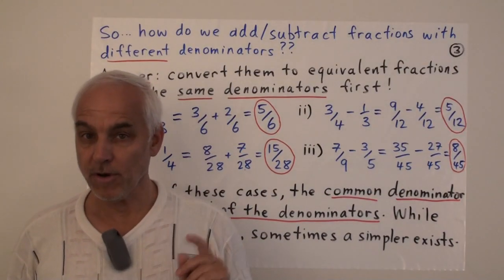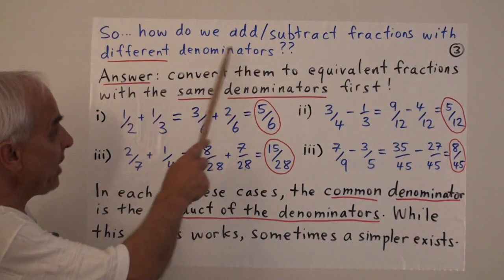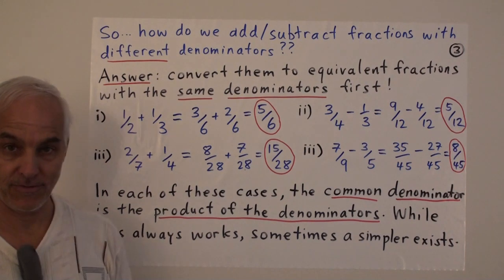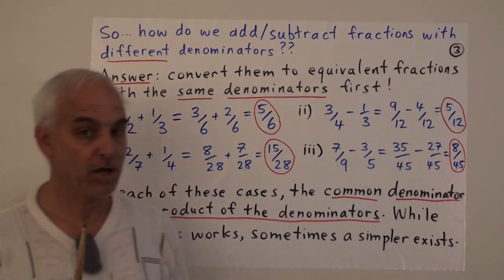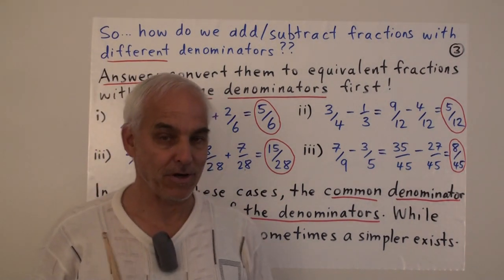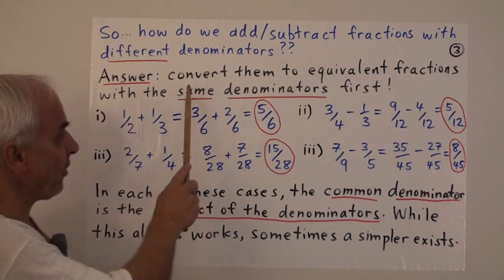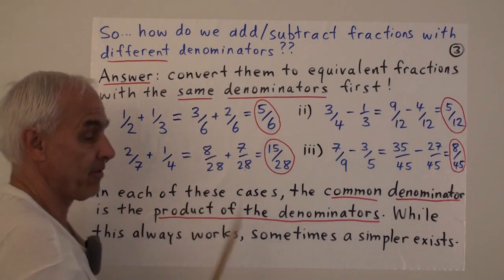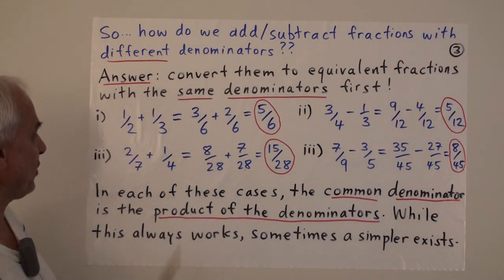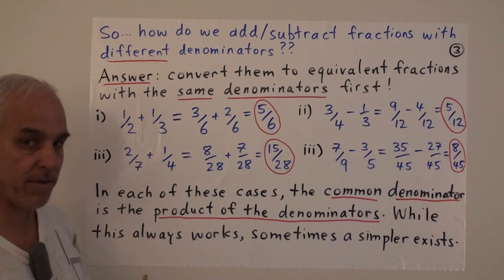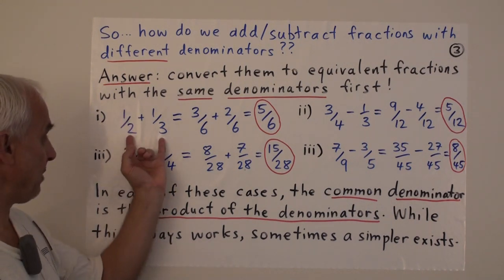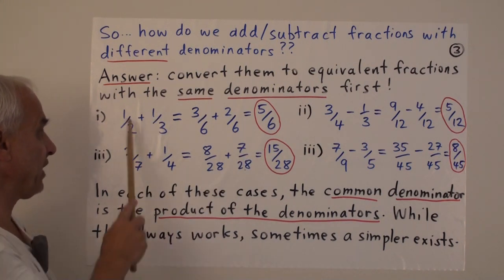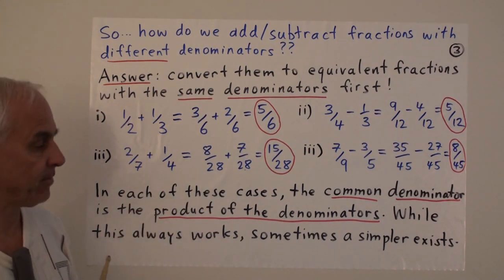So considerably more tricky is the question of how do we add or subtract fractions with different denominators. It's not quite like adding apples and oranges. The trick is to convert them both to equivalent fractions with the same denominator. This is the strategy. So let's have a look at 1/2 plus 1/3. They don't have the same denominator, so we can't say it's 2 somethings. It's definitely not 2/5.